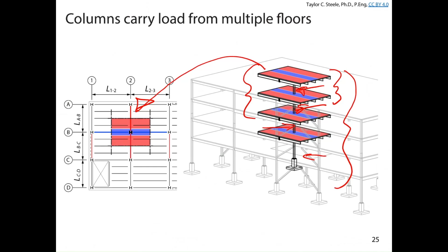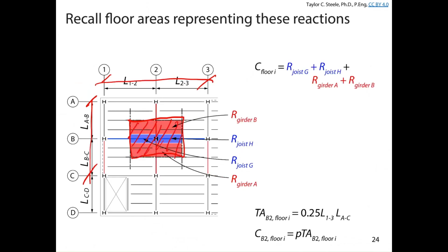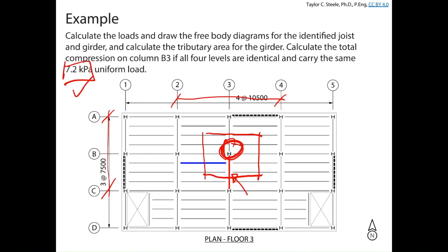Okay? So if we start with the columns here, or maybe we'll start with the floor plan, and we look at the column B3, we're going to look at the distance between each of these. This is my tributary area here. And if you do it based on the equation that I gave you back here, we're going to look at a quarter of the distance between 1 and 3 and A and C, or in our case, the distance between 2 and 4 and A and C.